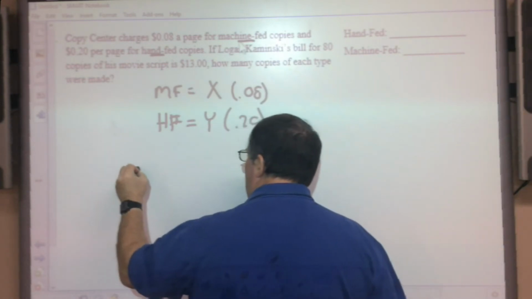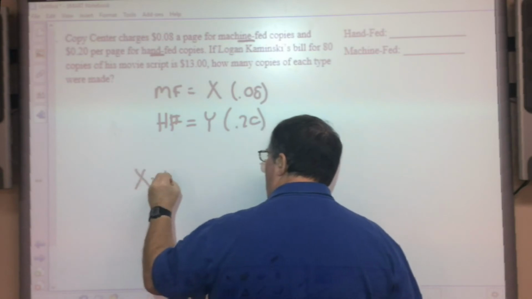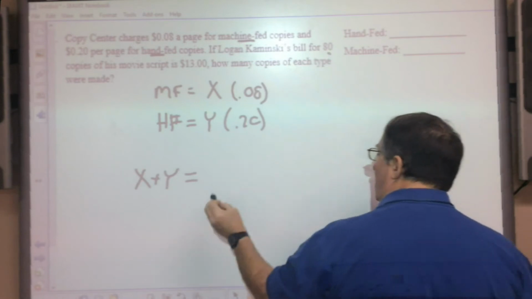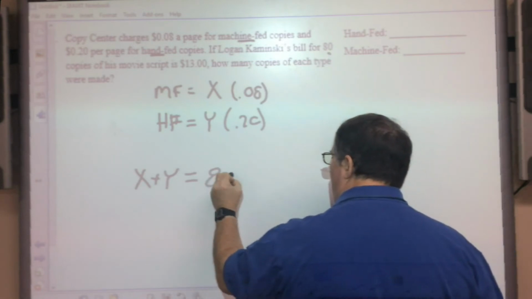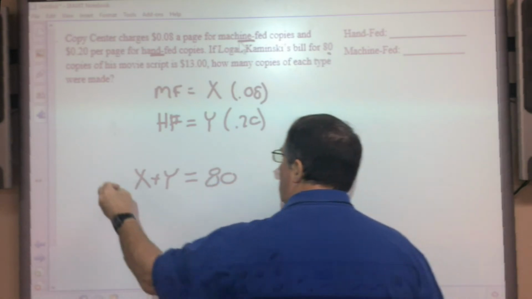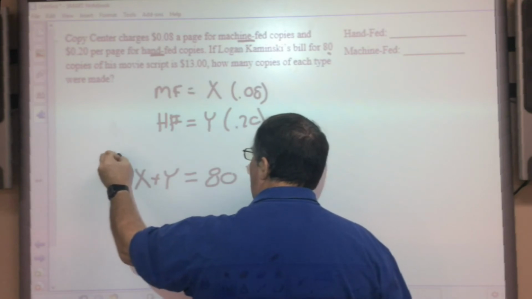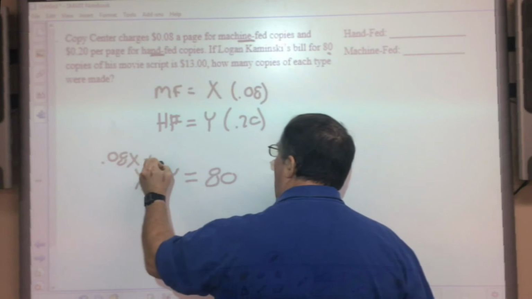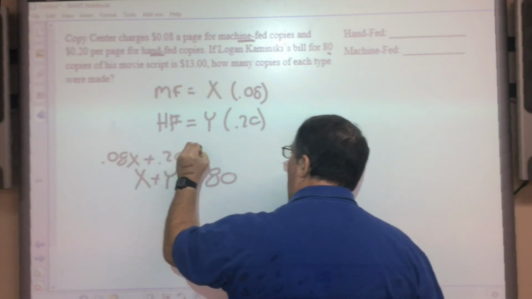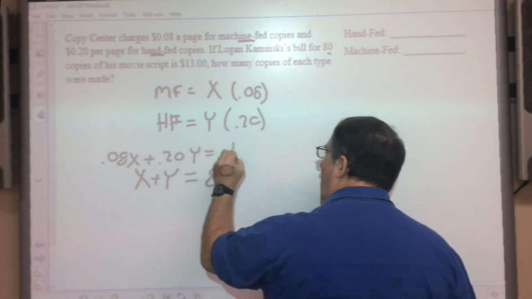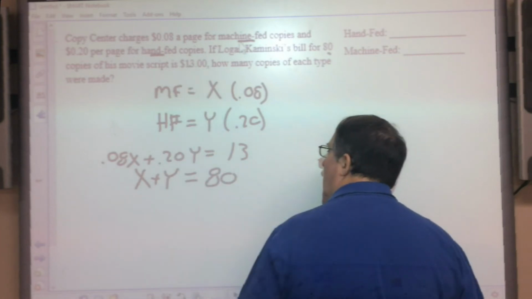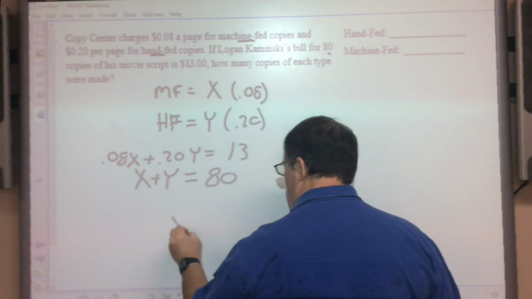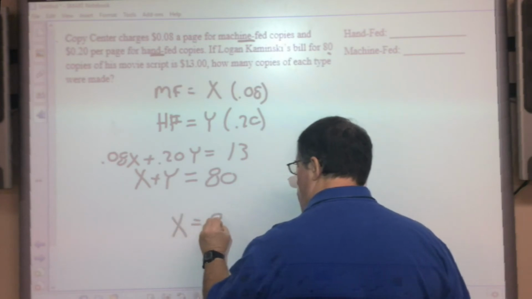So we get the unknowns. Those are two things we're looking for. We know if we add the total machine fed and hand fed copies together, we get a grand total of 80 copies. So since we have two unknowns, we have to come up with a second formula to solve and get it. So we know that at 8 cents per copy, the number of manual fed, machine fed plus 20 cents per copy, the number of hand fed, is going to equal $13 total.